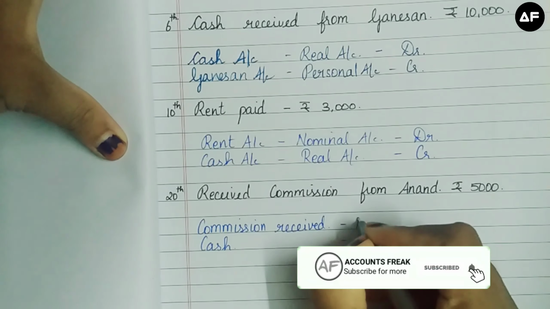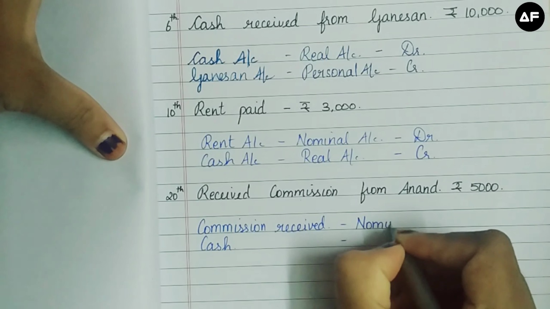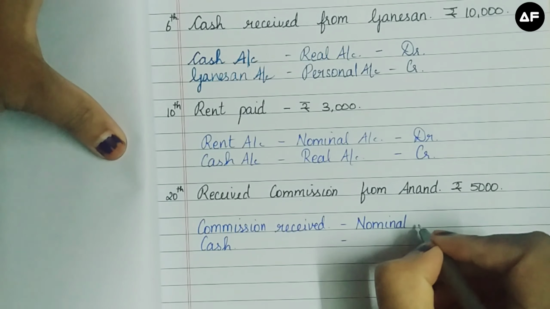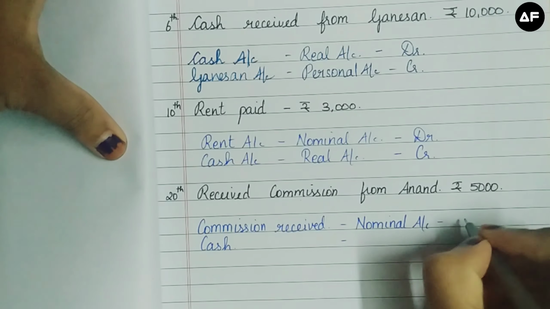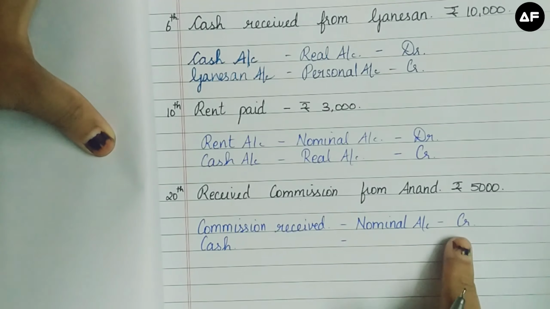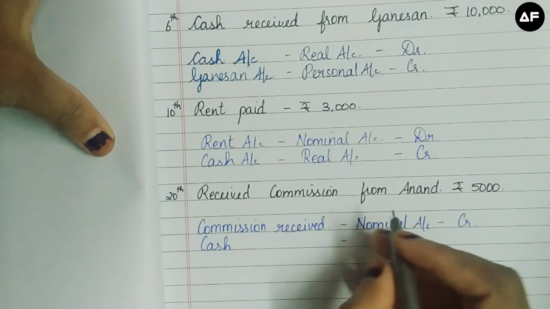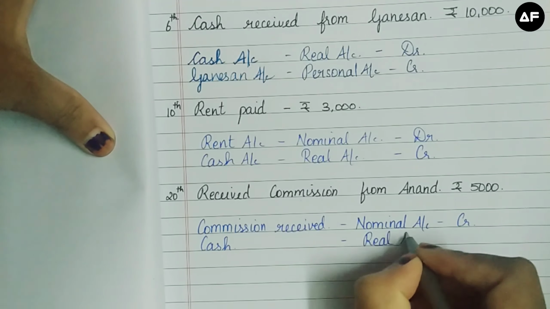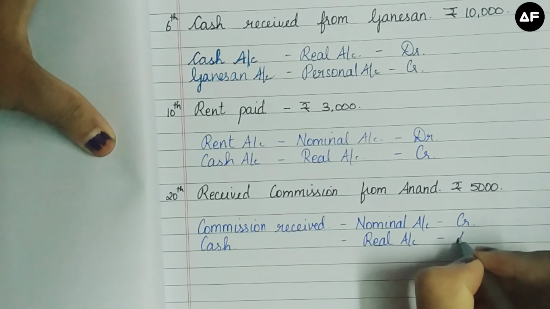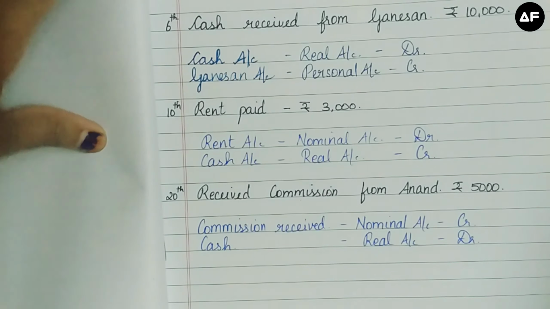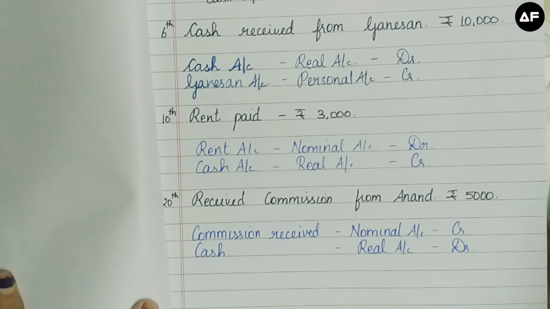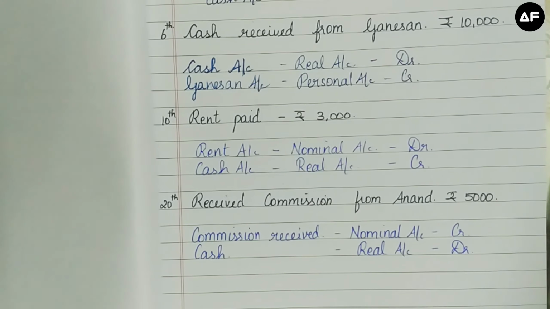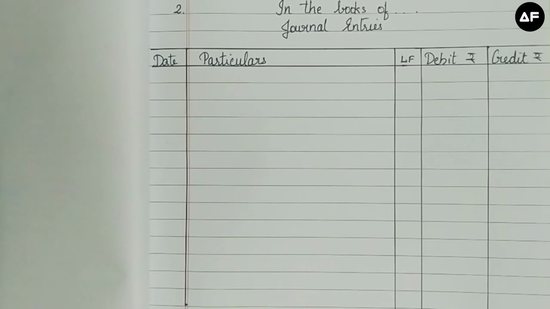Commission received again is a nominal account because it is an income for us. We have received it from Anand and it's an income. So credit all incomes and gains, therefore we are going to credit it. Whereas cash account is coming in, it is a real account. So in a real account, we are going to debit whatever comes in, therefore we are going to debit it. So this is the rough work of all the three accounts. Next let's move into the journal entries.